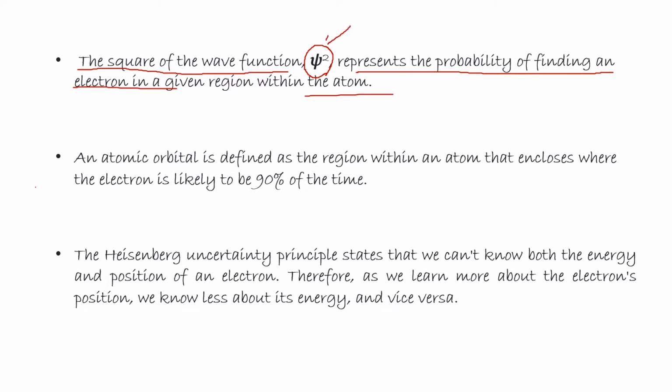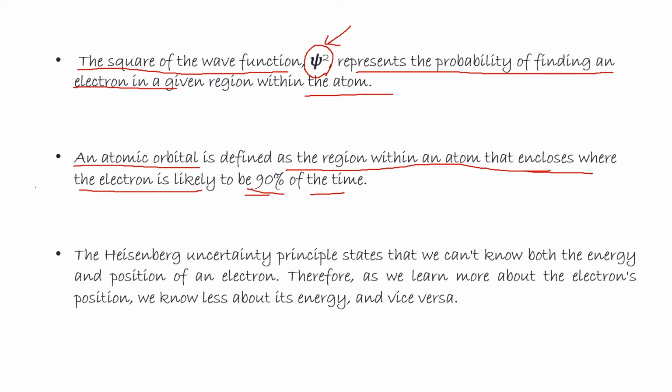It gives me information about the probability of finding the electrons around the atom. An atomic orbital is defined as the region within the atom that encloses where the electron is likely to be 90% of the time. I am defining an atomic orbital as the region in the atom where the electron is found more than 90% of the time.